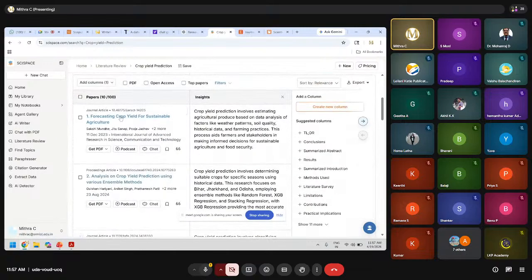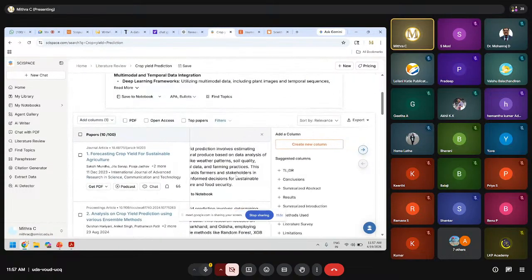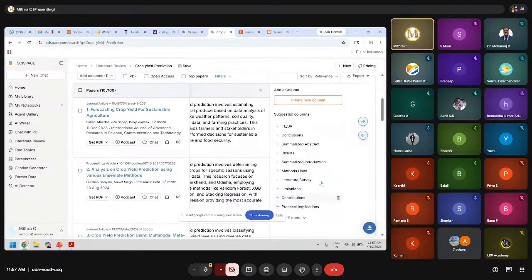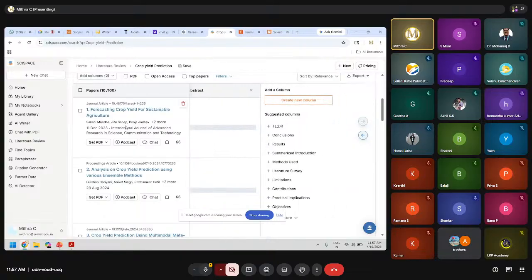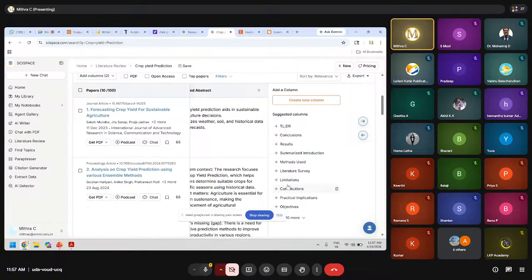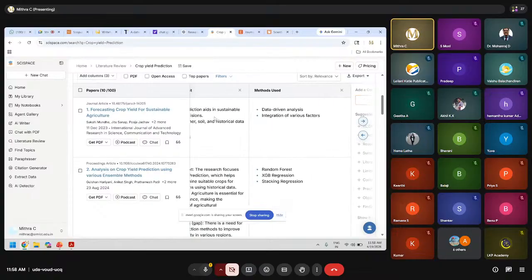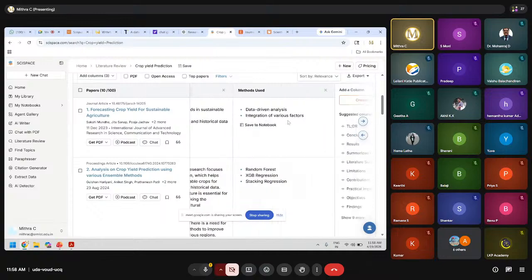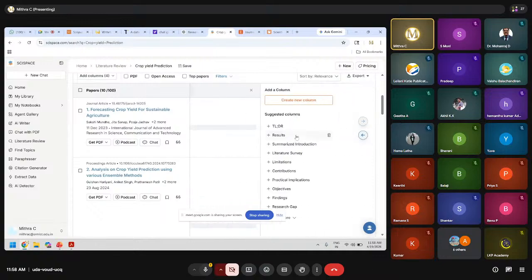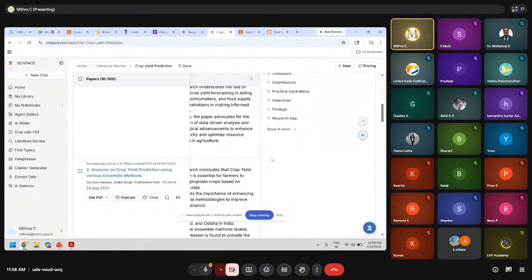So now all the papers according to crop yield will be flooded over here. And on the right side, you can see a few columns, like the summarized abstract. It will tell you what the paper is trying to say, and what methods are used. That is one column that you can add over here for this paper. These are all the ways that you can include. And next, what is the conclusion, what kind of accuracy they have got. Everything can be done with the help of an AI tool. There is no need for manual intervention over here.